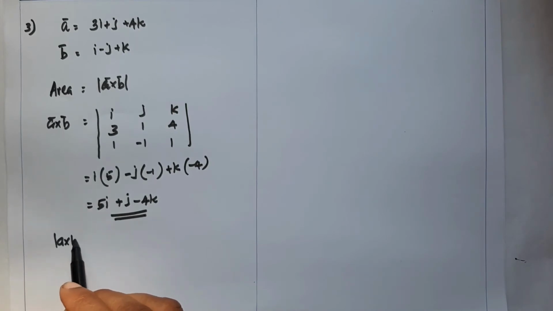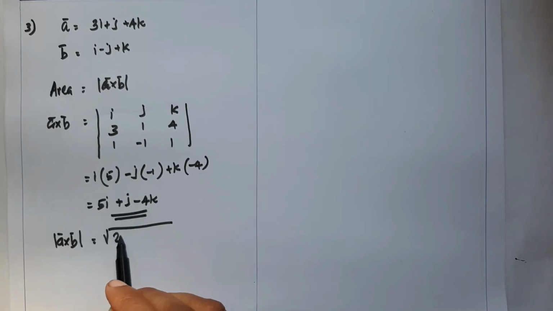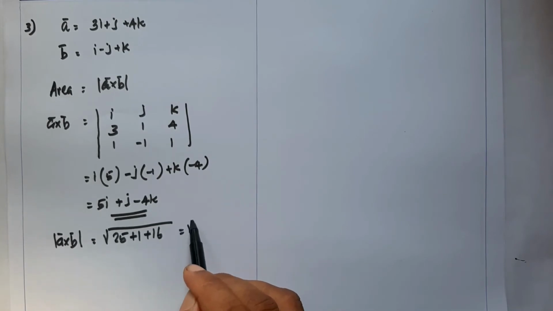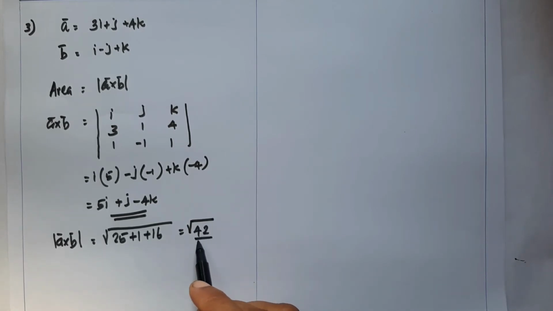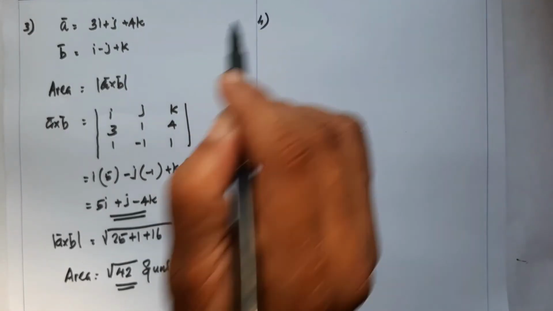Then we find the modulus of A cross B, which is equal to the square root of 5 squared is 25, 1 squared is 1, and minus 4 squared is 16. That's equal to root of 25 plus 1, 26, plus 16, 42, root 42. And therefore the required area is equal to root 42 square unit. That's all. Next question.